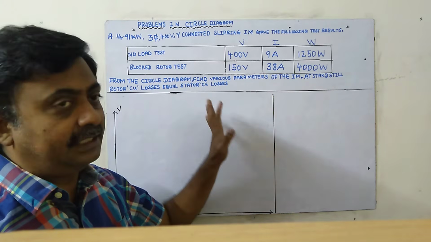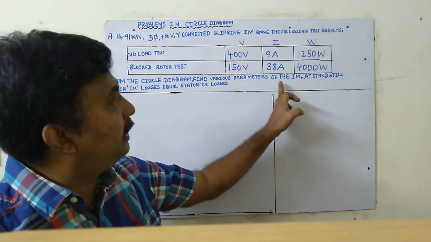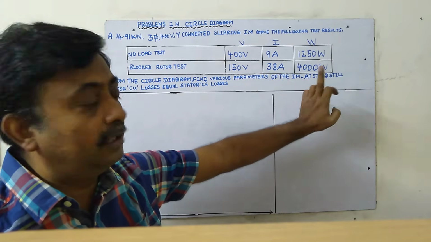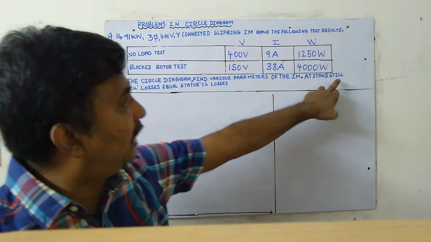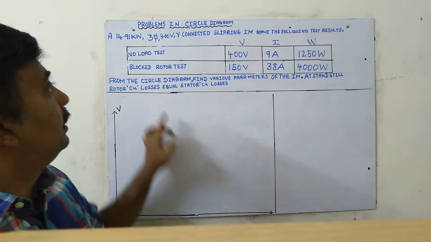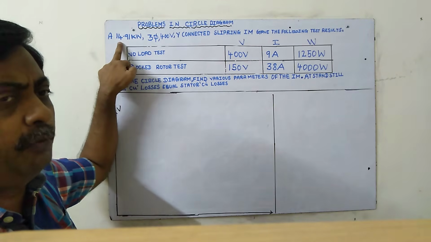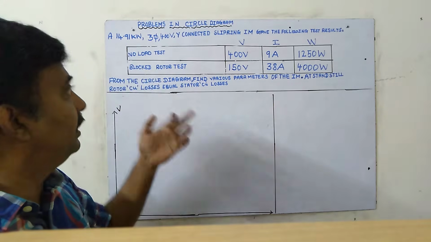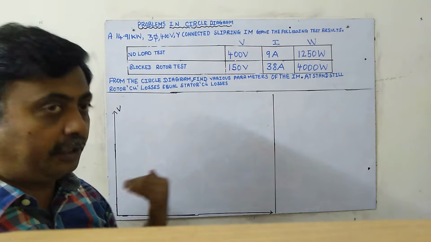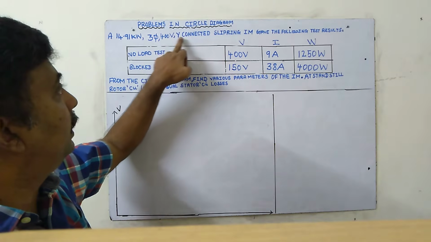Here, since it's a lecture session, I am going to find all the parameters of an induction motor. One thing they have given: at standstill, rotor copper losses equal stator copper losses. First, the 14.91 kilowatt. Is this input power or output power? Whatever is given is the output power. The rating is 3-phase, 400 volts, star connected.